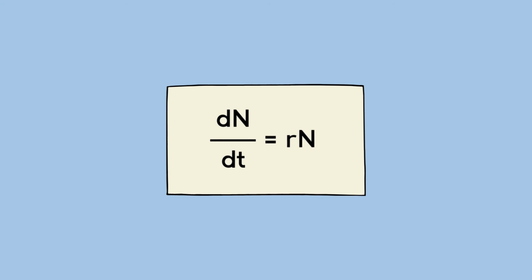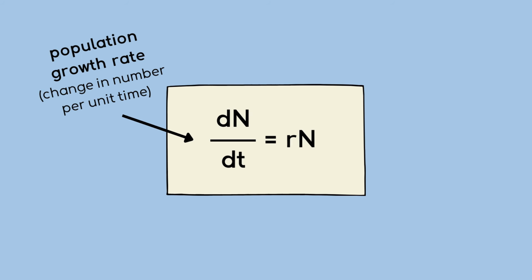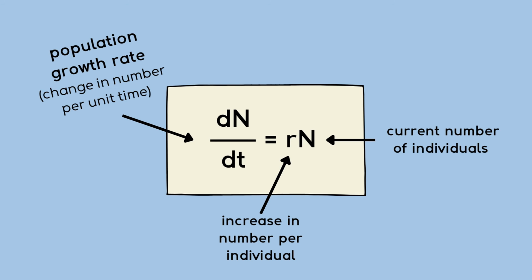using this formula. dN over dt, which is the population growth rate represented by the change in number per unit time, is equal to the product of r and N, wherein r refers to the increase in number per individual and N represents the current number of individuals. This equation can also be modified to depict the two distinct patterns of population growth called exponential growth and logistic growth.